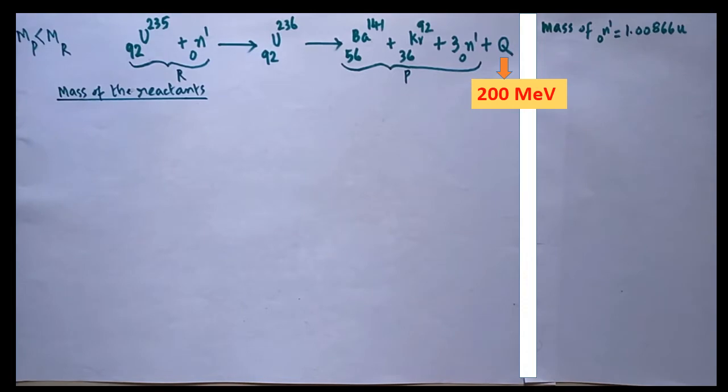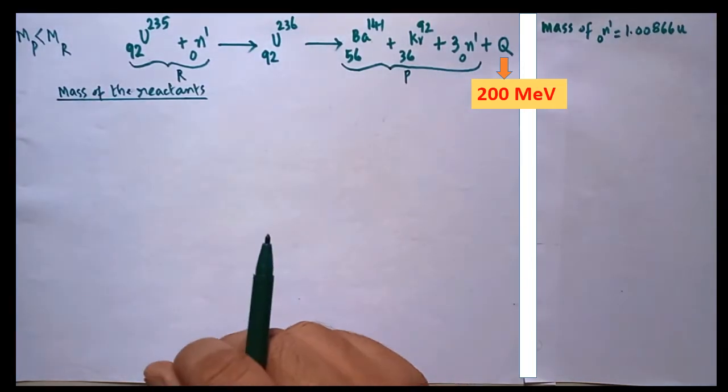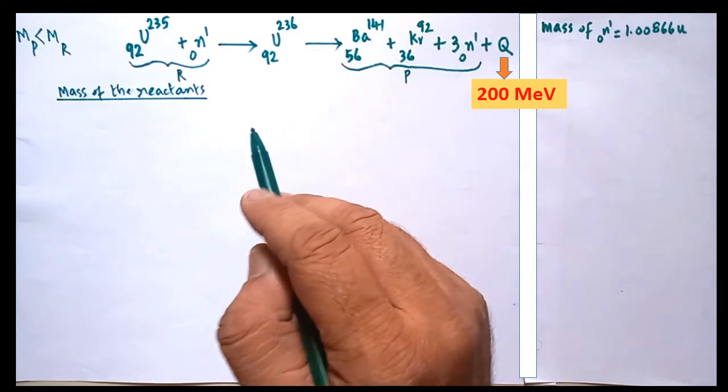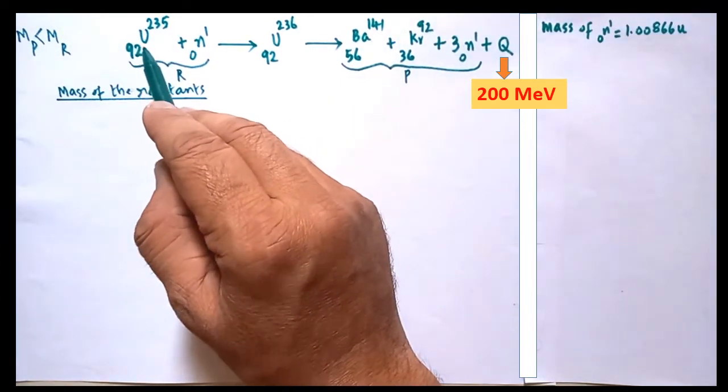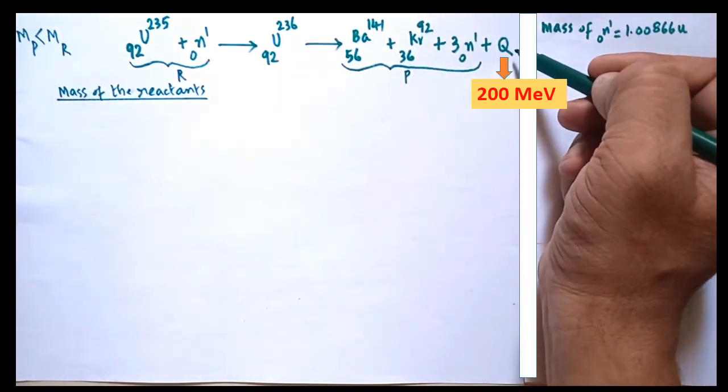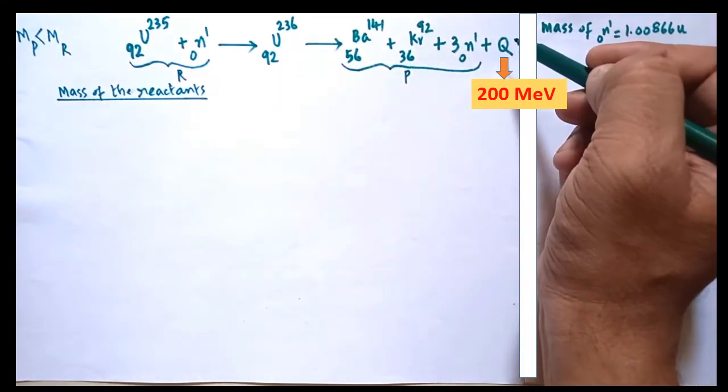In this presentation, we are going to calculate energy released per fission. What is energy released per fission? When one uranium atom or nucleus is split into fission fragments, some amount of energy is released at the end of the reaction. Are you clear?